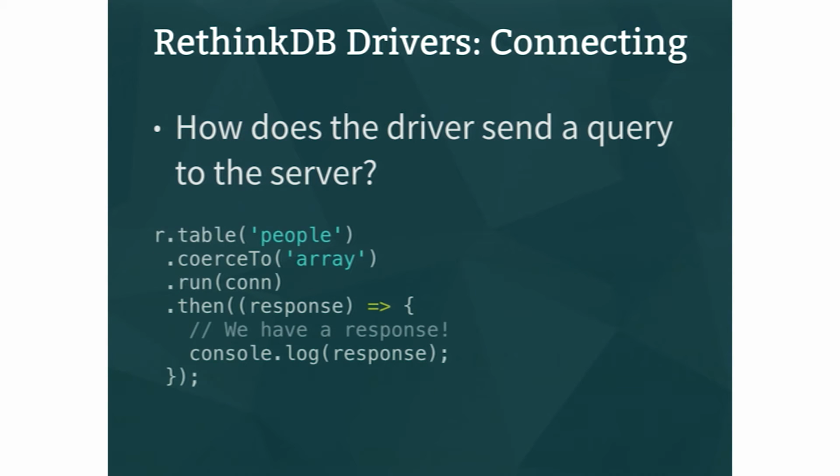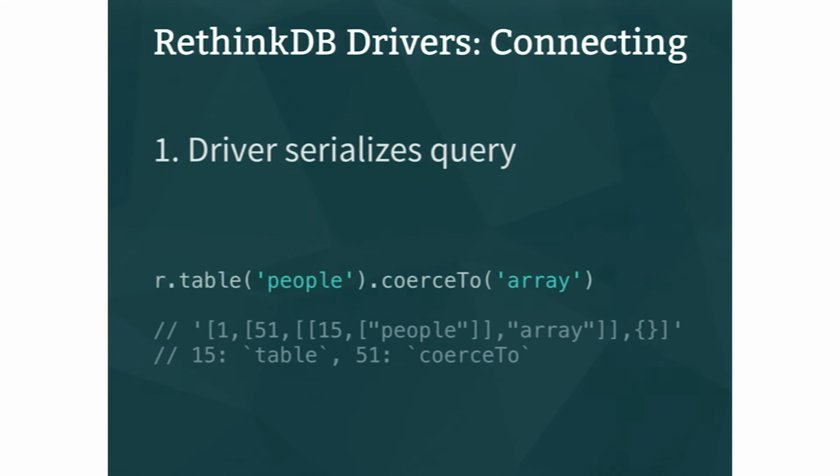Now we can actually send a query. So let's say we have this query. We're going to get all documents from the people table. We are going to coerce it to an array, and we are going to run that query. When we run that query, what will happen? The first thing the driver is going to do is turn that JavaScript into the wire protocol, into basically this weird array that you see here, right? It says 1, 51, 15 array. That 15, for example, references the table term, okay?